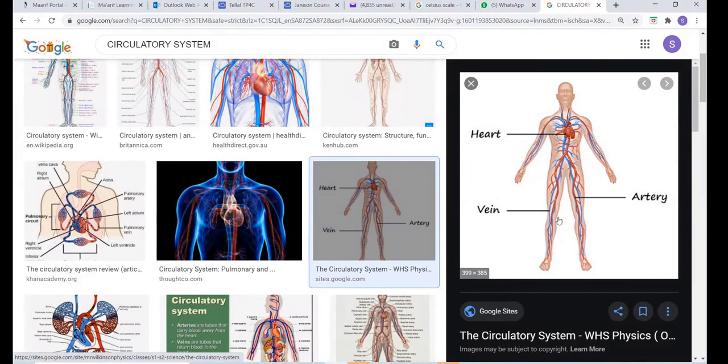They are in blue color. Why? Because they are carrying the deoxygenated blood from the rest of the body and back to the heart. So arteries carry oxygen-rich blood, which is red in color, and veins carry oxygen-poor blood, which is blue in color. So blue is used for illustration purposes only.